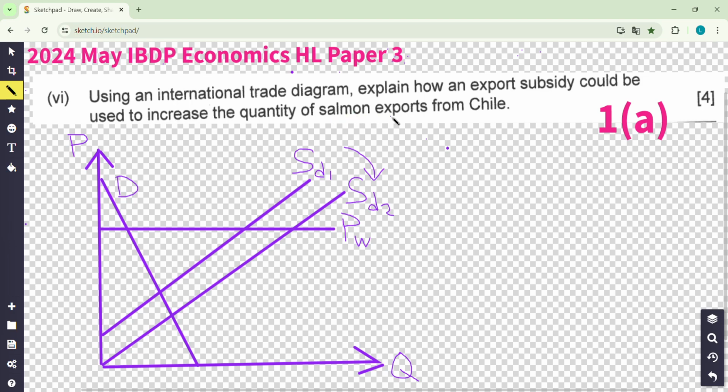Salmon export quantity, though it is a supply curve for domestic, right? But not all the domestic supplied quantity is going for foreign. Some is bought by the domestic consumer. So this is the original export, right? And later on, the supply shifted to the right. The total quantity supplied increases, but the quantity demanded domestically is still the same. So this is the later export. So this gap is the increase of export.